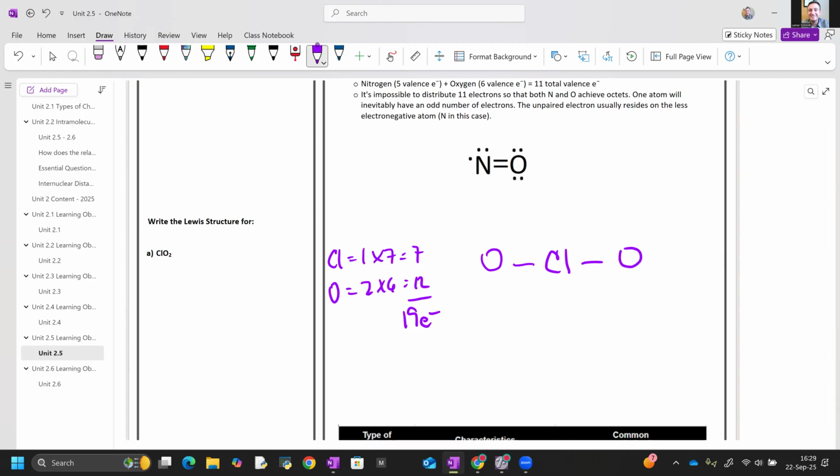All right, and so now what we're going to do is distribute our electrons so that we can get an octet on everything, except where we know we have an odd number of electrons, so it's not going to happen. Remember that one atom will have an odd number. The unpaired electron usually resides on the less electronegative atom. So our lone electron should be on chlorine because it is the lower electronegativity atom. So we're going to fill out these oxygens first.